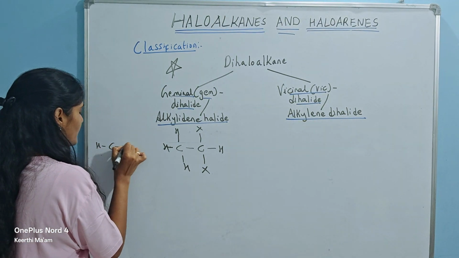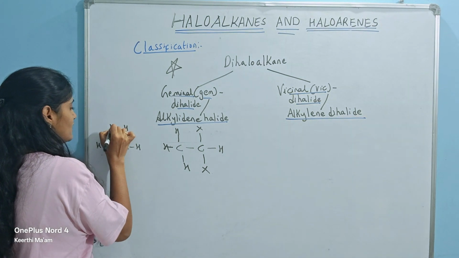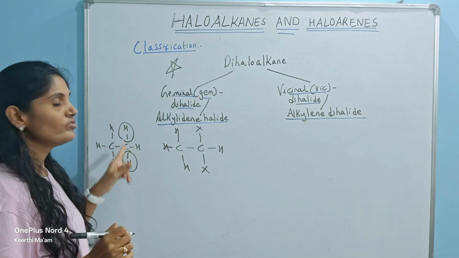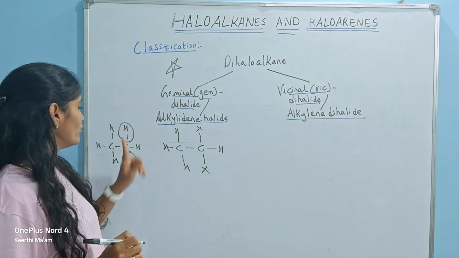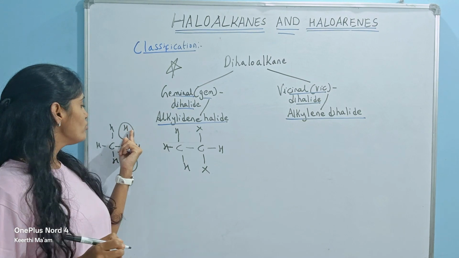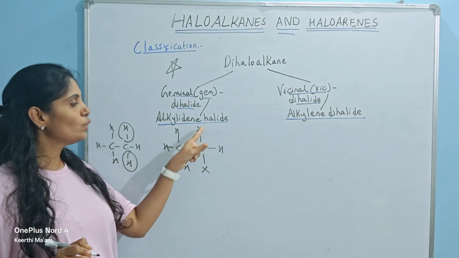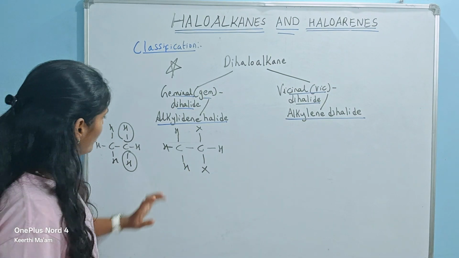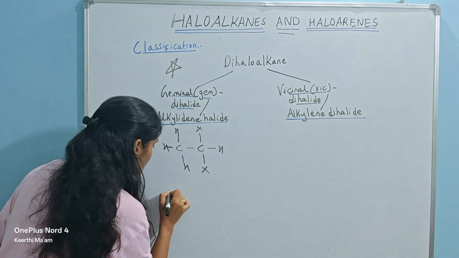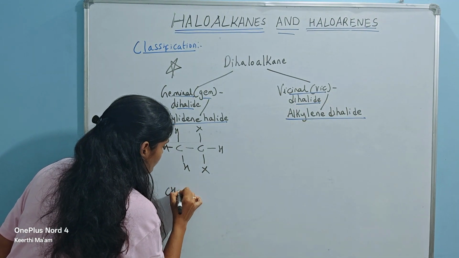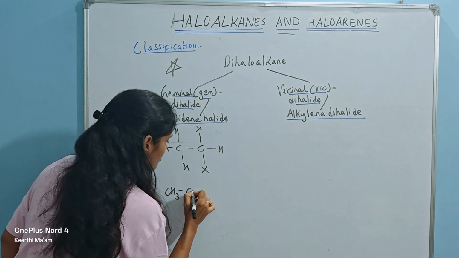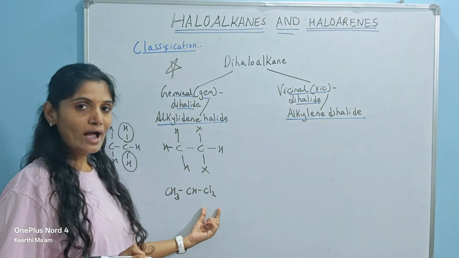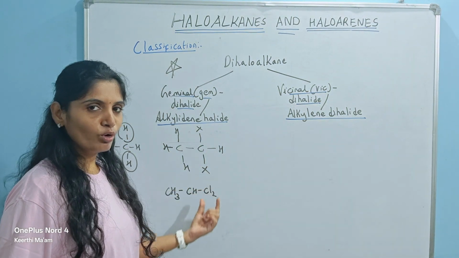Let us take ethane. From this ethane, these two hydrogens are there on the same carbon. When hydrogens from the same carbon have been replaced by two halogens, then I call it a geminal dihalide. Now you can take an example and understand this. CH3, CHCl2. Two hydrogens have been replaced by two halogens, that is both the chlorines, Cl2.